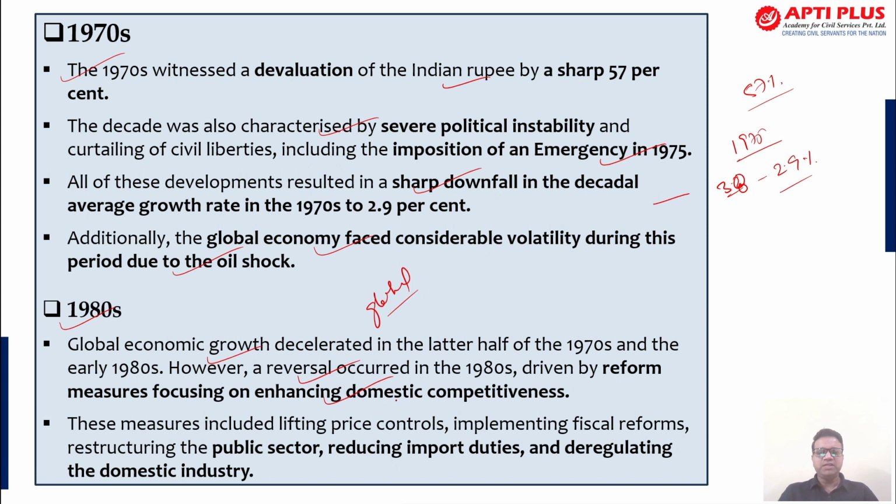The government has always ensured that there should be domestic competitiveness that will ensure the robustness and overall progress of the economy. The measures taken by the government of India include the restructuring of the public sector. Public sectors की अगर बात करें उसकी restructuring हुई. दूसरी जो import duties थी, the import duties were actually reduced, and there was deregulation of the domestic industry. Now, these are the three important reforms that the government of India took during the 1980s.